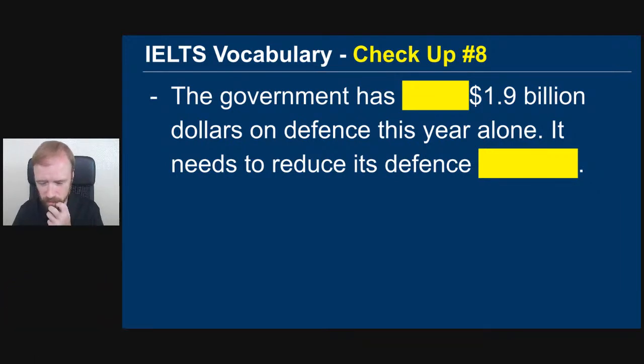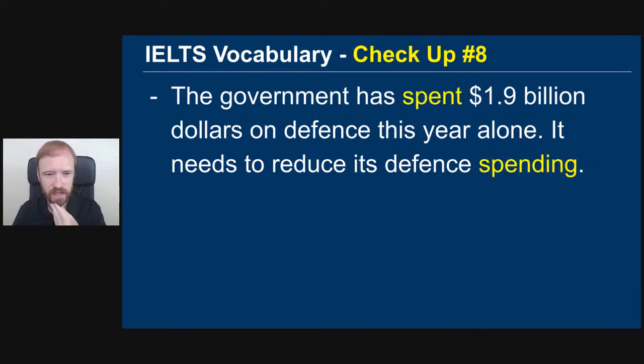I'm going to put the answer here. Spent and spending. The government has spent, so that's the outgoing, the money going out, $1.9 billion on defense this year alone. It needs to reduce its defense spending. So I told you spending is a noun, and here I am using it.